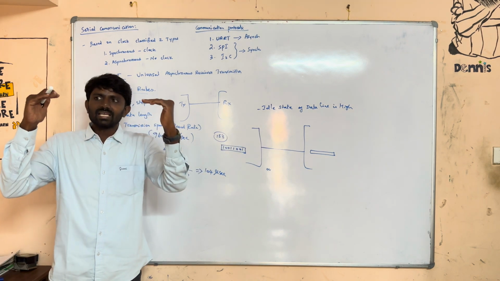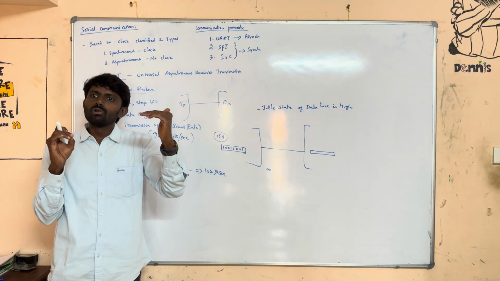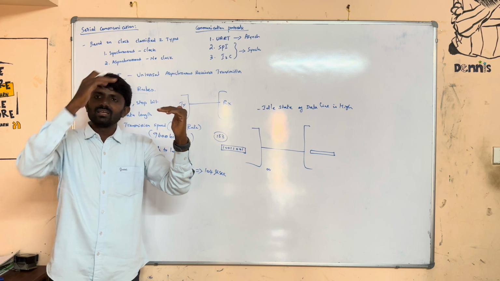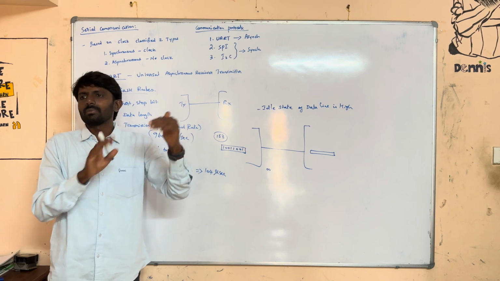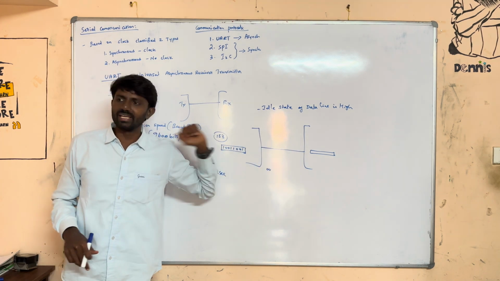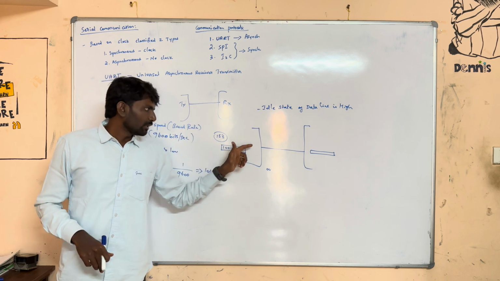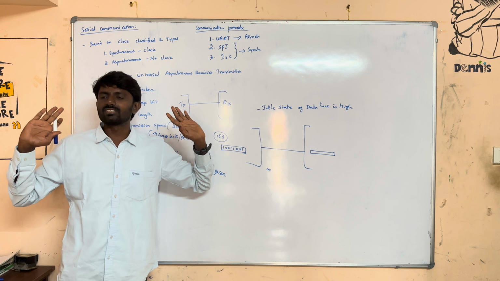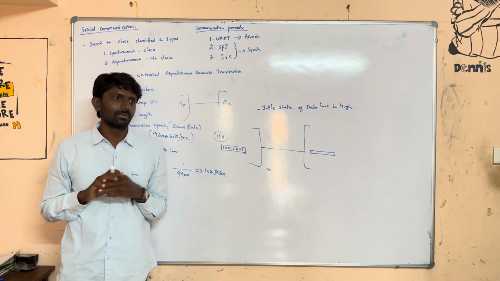What is a start bit? The idle state is high. From high going to low is a start bit. Already 5 volt is there, and instead of 5 volt we send 0 volt. See, you are just alerting this guy. So when you make it 0 volt, this guy will become alert: okay, he started sending something. That is nothing but the start bit.